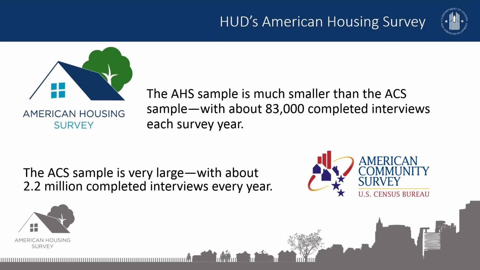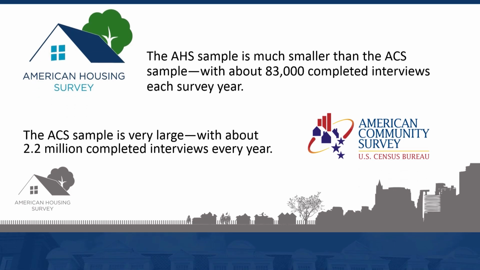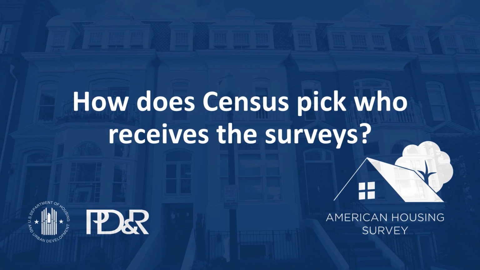The AHS sample is much smaller than the ACS sample, with about 83,000 completed interviews each survey year. The ACS sample is very large, with about 2.2 million completed interviews every year. For both surveys, the Census Bureau randomly selects households to participate, but there are important differences in the way Census selects which households to survey for each.